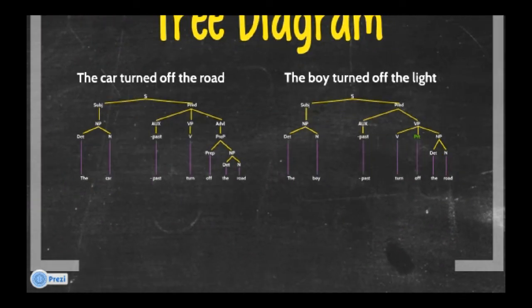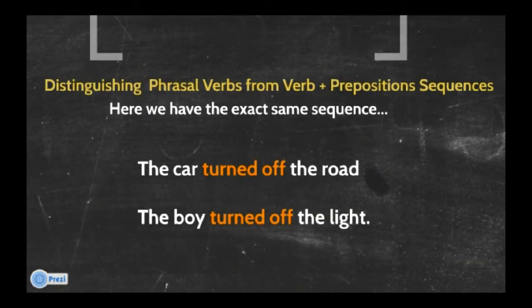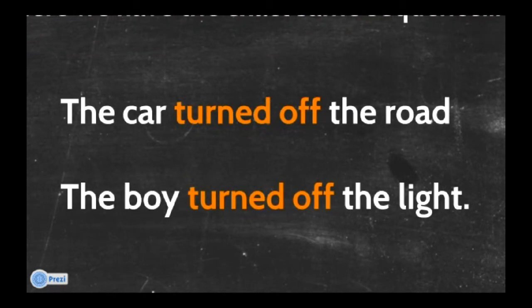Distinguishing phrasal verbs from verb plus preposition sequences. Here we have the exact same sequence. The car turned off the road. The boy turned off the light. In the first sentence, the preposition off seems to be connected to the elements that are on the right. In the second sentence, the same preposition seems to be connected to the element that is on the left.